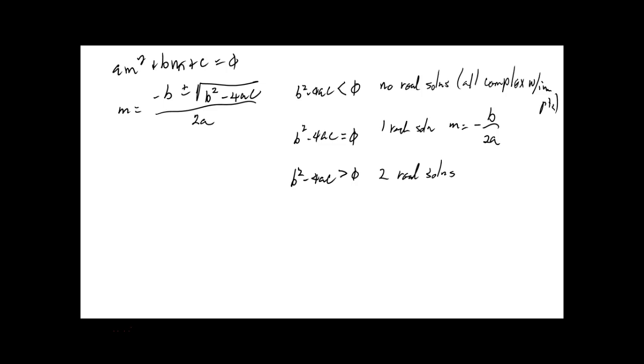Now that middle case is often called a repeated solution. It's itself and itself again. It would be like x minus 3 squared, or m minus 3 squared. That would be m equal 3 or m equal 3. Same solution as a double root, but it's only one solution.